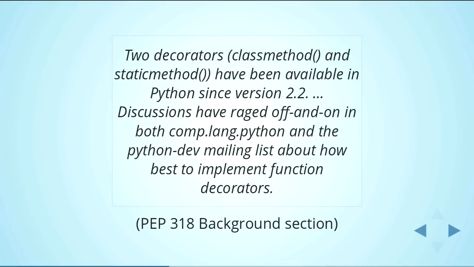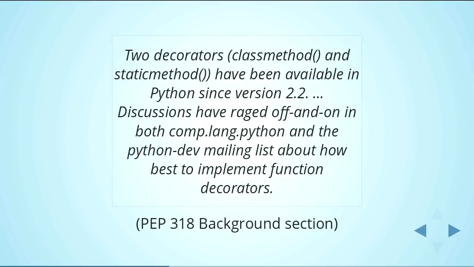But yeah, two decorators, class method and static method, been available since Python version 2.2. Discussions have raged off and on both comp.lang.python and the Python dev mailing list about how best to implement function decorators. And lots of objections about it being intrusive, ugly, lots of objections about there being no obvious way to pronounce it, lots of objections to the fact that this was no longer executable pseudocode. It's now routinely accepted as a way of marking up callables and classes with extra information.